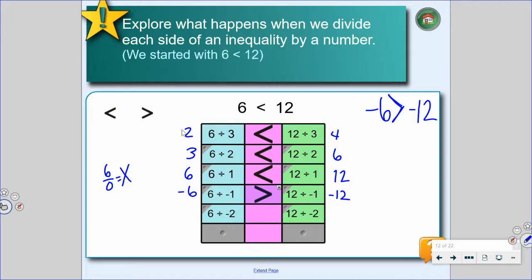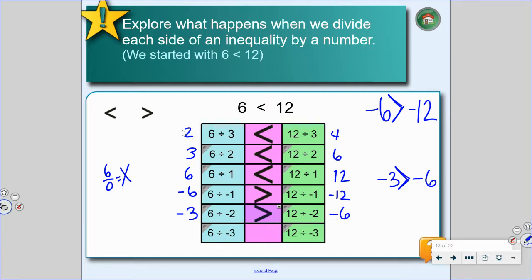Let's do another one. Okay, this is another divided by a negative. 6 divided by negative 2 is negative 3. 12 divided by negative 2 is negative 6. How can we compare negative 3 and negative 6? There it is again. The inequality sign here is going to be greater. Weird. Maybe it's just two exceptions.